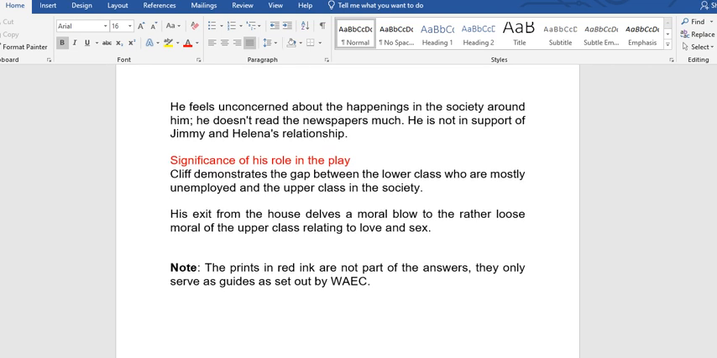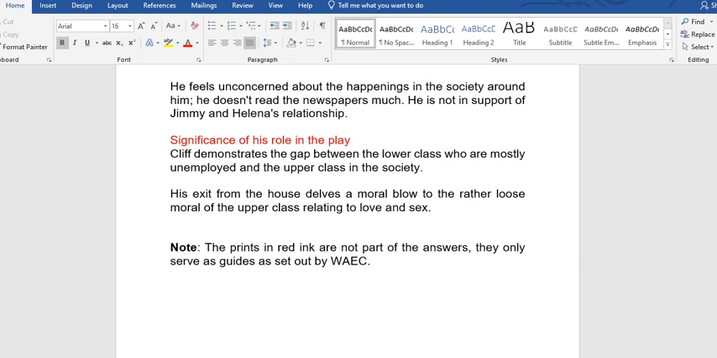Now, the significance of his role in the play. Cliff demonstrates the gap between the lower class, who are mostly unemployed, and the upper class in the society. His exit from the house deals a moral blow to the rather loose morals of the upper class relating to love and sex. So this is how we are going to break down our answers there.